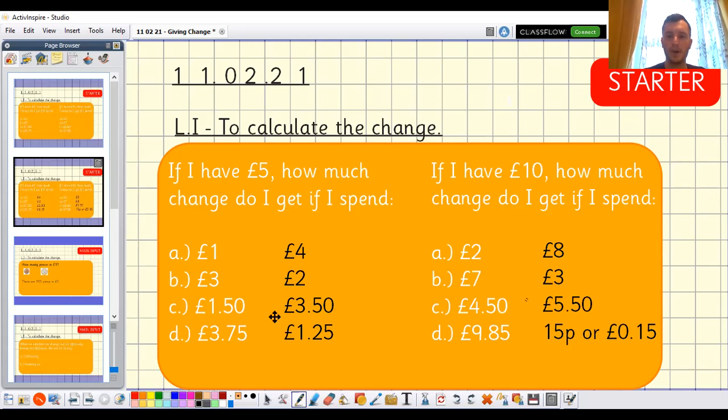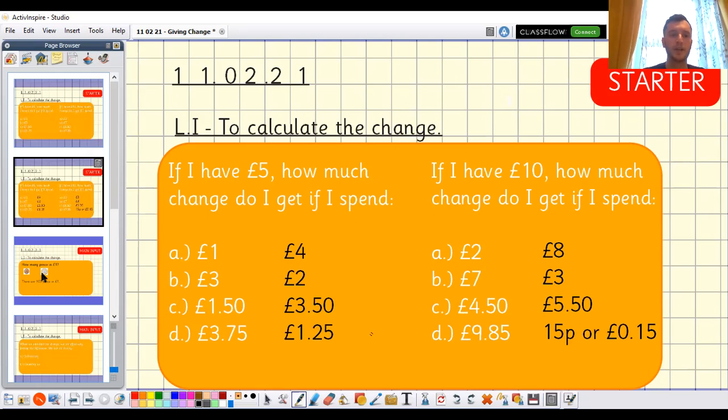This side, if I had £10, it would be £8 for the change for the first one because 10 take away 2 is equal to 8. £3 change for the next one because 10 take away 7 is equal to 3. And then £5.50, and on the last one it'd be 15 pence. Again, the last two are a bit trickier. For the last one in particular, I probably would have counted on from £9.85 up to £10 instead of taking away £9 and then taking away 85p. It'd be much simpler to count on.